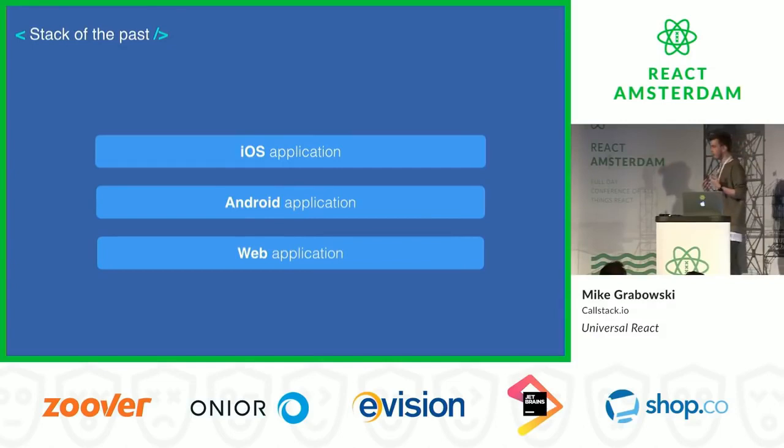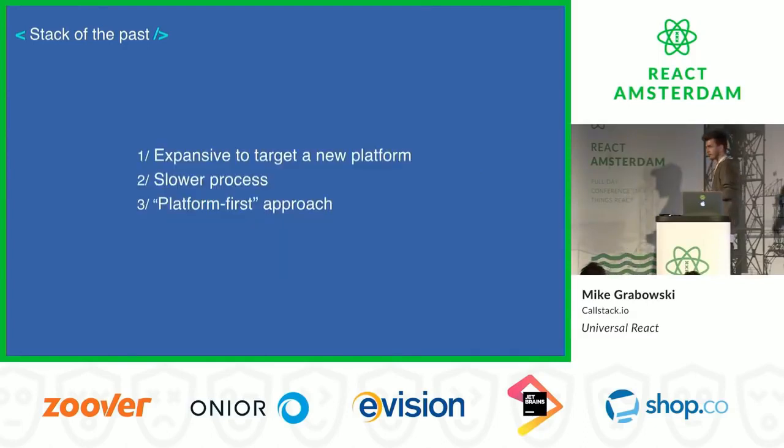We've been creating each of these applications separately, and that resulted in features re-implemented in a different way, and different sorts of bugs being created for each of these platforms. And apart from these reasons, that approach is fundamentally broken for the following three reasons. First, it is expensive to target a new platform.